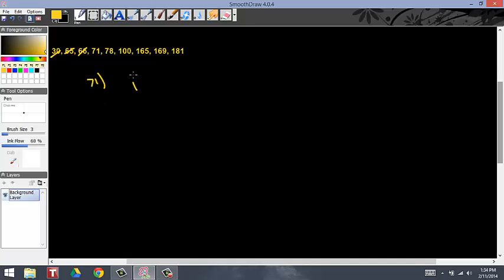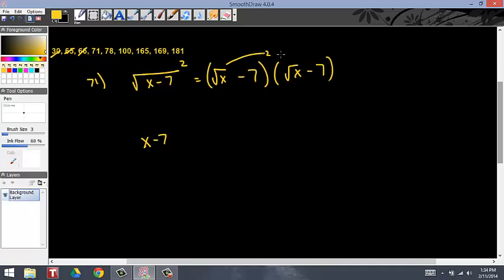Okay, 71 here. The square root of x minus 7 is equal to the square root of x minus 7. Similar, but very, very different in design. I'm going to square this. That's going to give me x minus 7. I need to square this thing as a group, which means I'm going to get rad x minus 7 here. So I get x minus 7 minus 14 rad x plus 49.